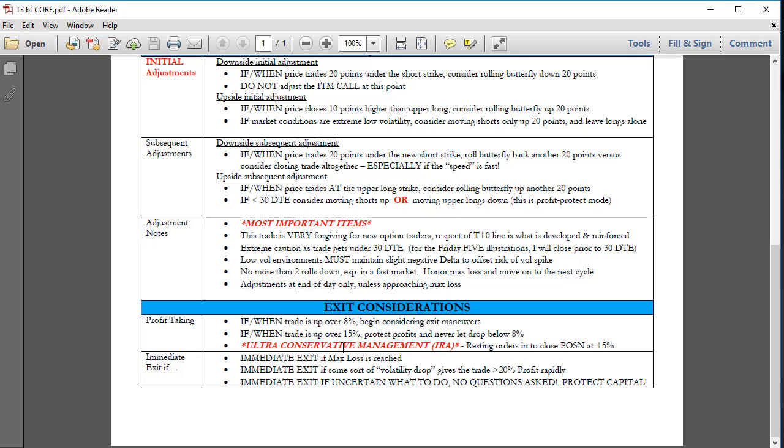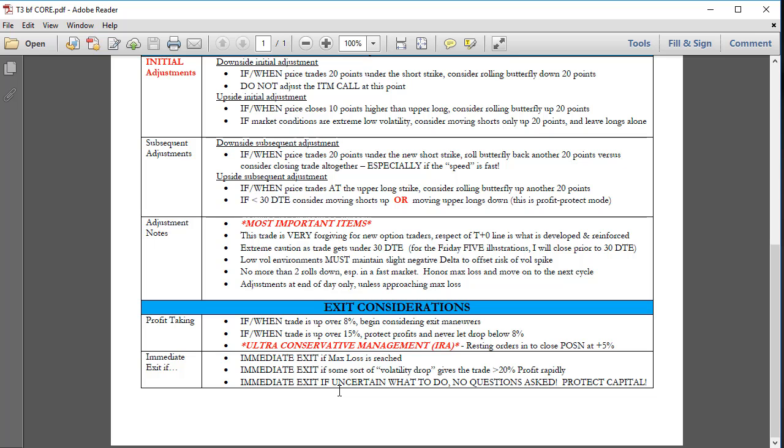And if you want to be ultra conservative, keep your resting orders in to close it when you're up 5%. Again, immediate exit if max losses are reached. Sometimes you get that volatility drop, and that's related to skew and how the out of the money options perform differently than in the money.